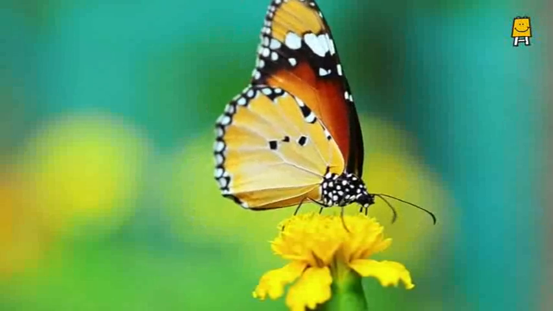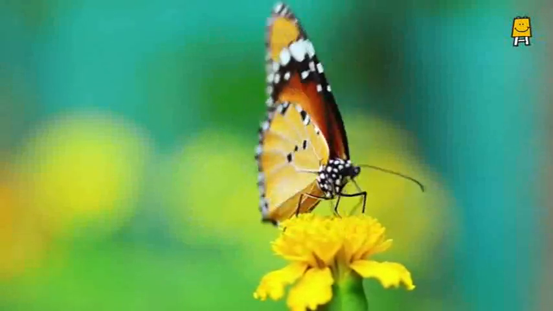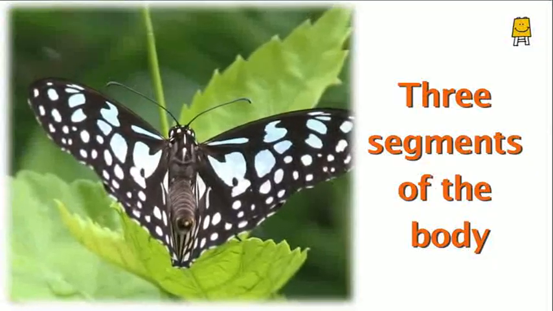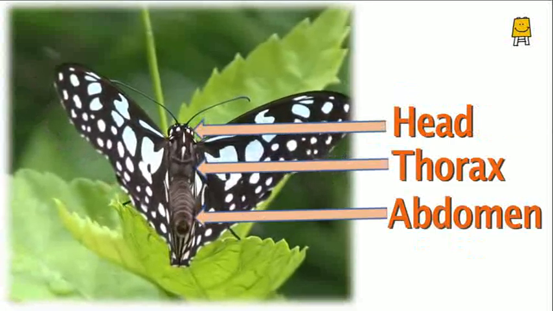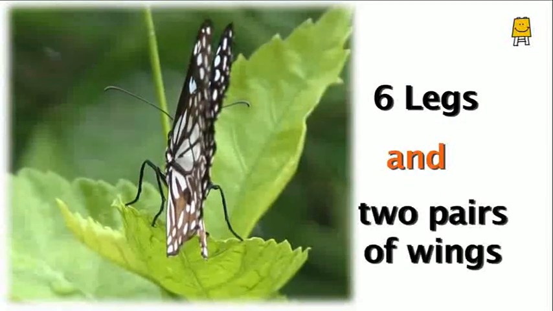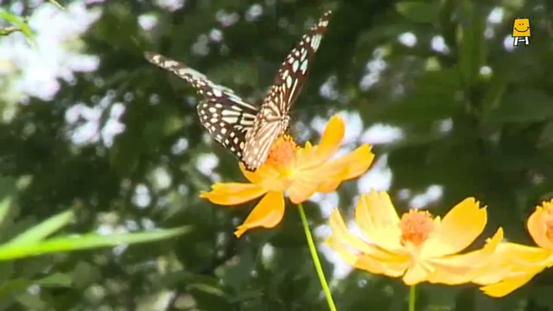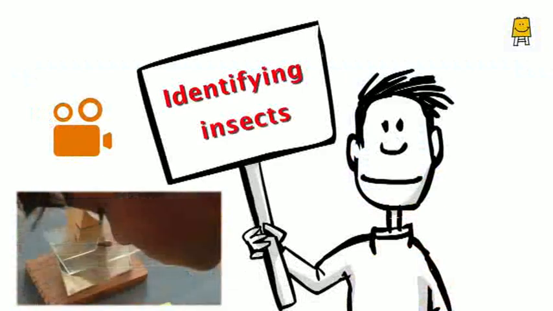We know that a butterfly is a type of insect. Like every insect, a butterfly's body is also made of 3 segments. The segments are head, thorax, and abdomen. It has 6 legs and 2 pairs of wings too. To know more about insects, you can watch the video Identifying Insects.